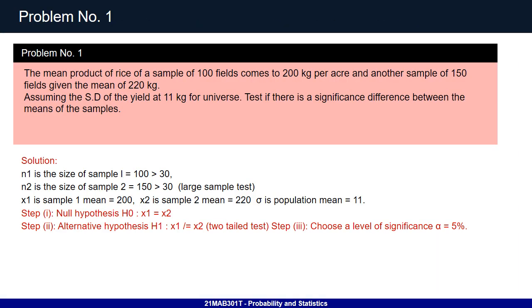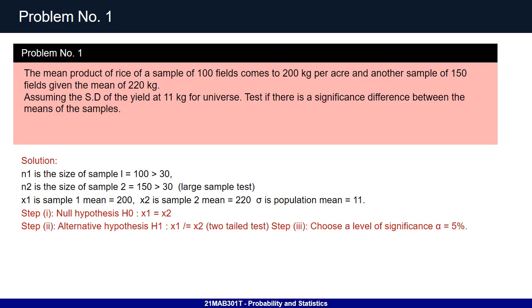The first problem is that the mean yield of rice from a sample of 100 fields is 200 kg per acre, and from another sample of 150 fields is 220 kg per acre. So assuming the population standard deviation is 11 kg, test if there is any significant difference between the means of the two samples.